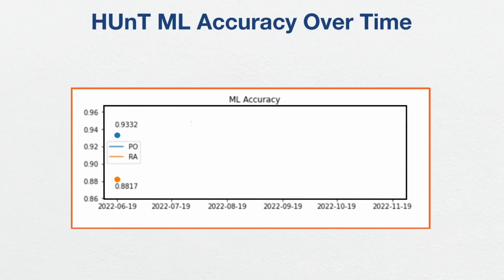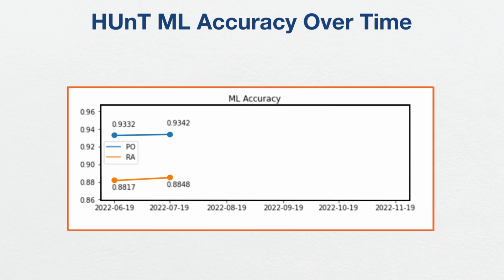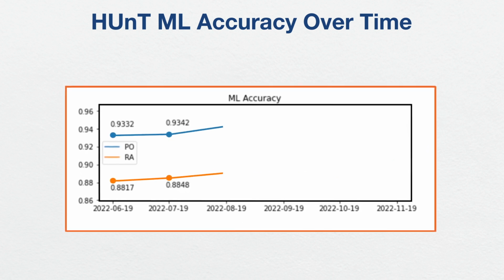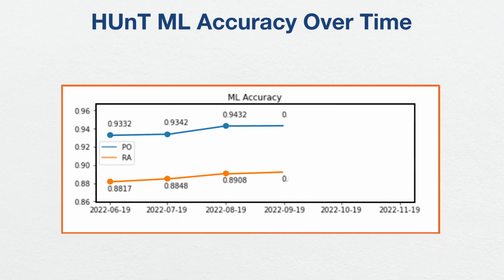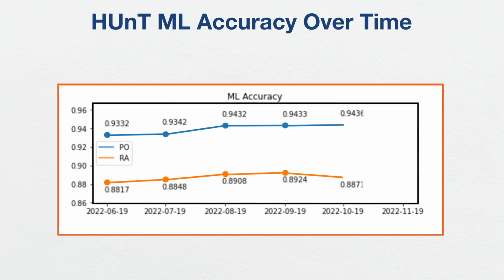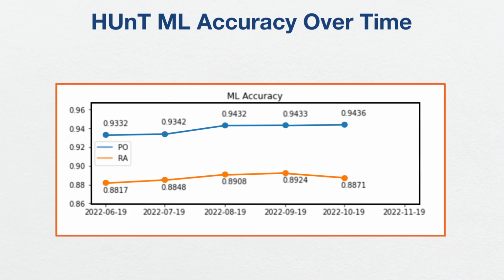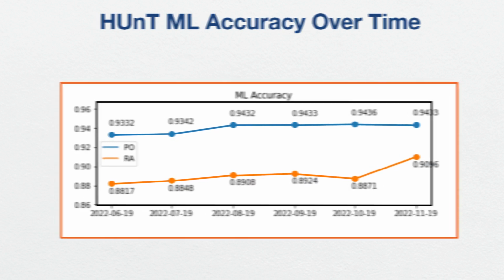Here, we see HUnT's ML accuracy over time. As the dataset grows in size each month and HUnT is retrained, it becomes gradually more accurate. This is an automated process that's done overnight, with built-in controls and safeguards. The 2 colored lines represent the training accuracy of the 2 models used by HUnT for different tasks: purchase order prediction and reason action prediction.